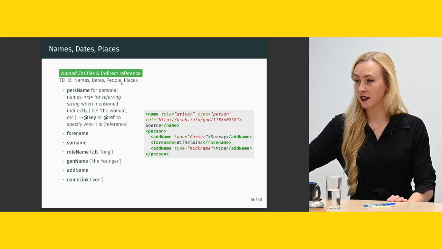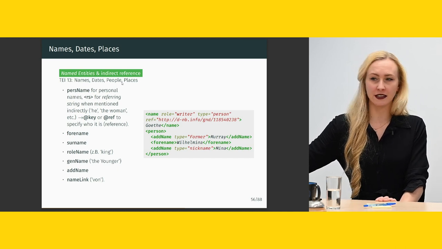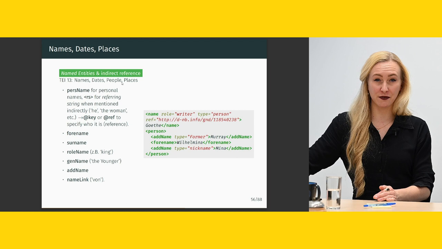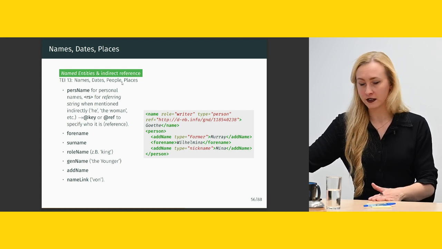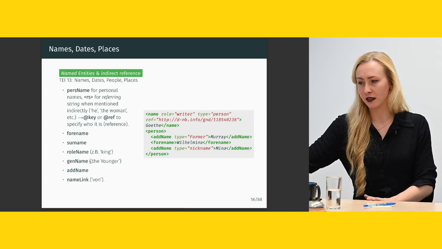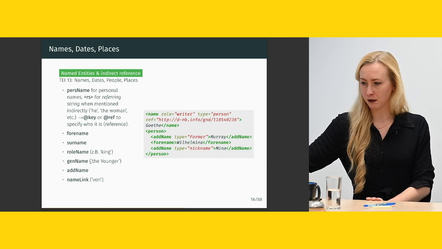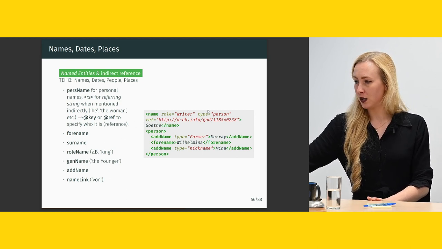RS for reference, referring string. That is when somebody is mentioned indirectly, like he or the woman, if you want to specify who it is. And you can put an @key or @ref to specify who it is. There's things like forename, surname, role name, generational name, additional name, and name link. And here's just one example.